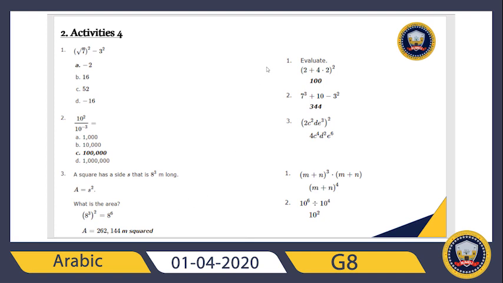Okay, now evaluate this expression. 2 plus 4 times 2, all to the power of 2. So we go inside the brackets first. We start by multiplication. Be careful, you don't add. You start by multiplication. 4 times 2 is 8. Now you add 8 with 2. That is 10. Now 10 to the power of 2 is 100.